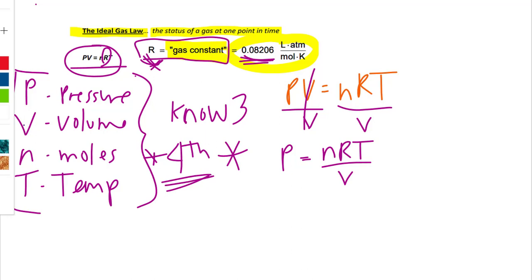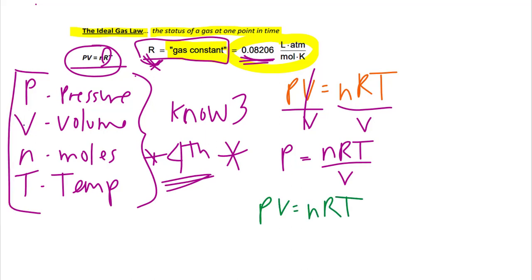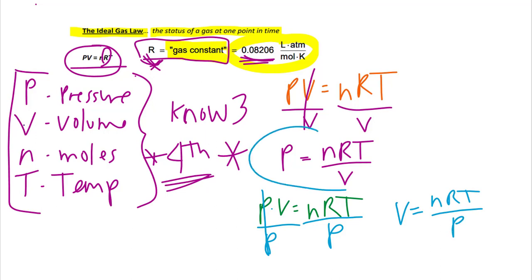But let's say I have PV equals nRT and I want to solve for volume. I would look at this and say, well, I need to get rid of my pressure if I want volume by itself, right? So I have to divide both sides by P. So my volume would equal nRT divided by pressure. Okay, not too bad, right? So here's my way of finding pressure. Here's my way of finding volume.